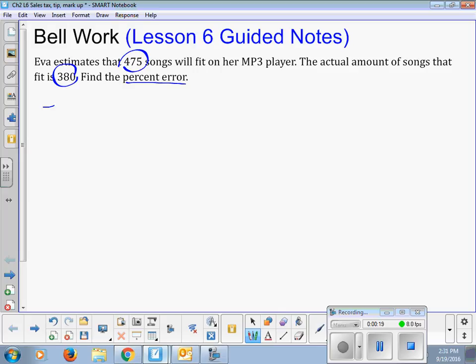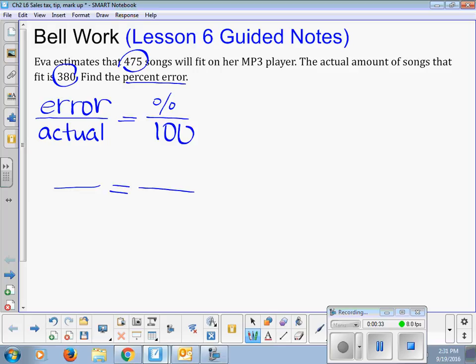If you remember from Friday, we set that up as the amount of error over the actual, and we're writing a proportion, so we set it equal to percent over 100. So if I want to fill in my two fractions, how much was her guess off by? How far off was she? 95. You subtract 475 minus 380 to get 95. And what is the actual amount that fits on her MP3 player? 380. We don't know the percent, so we're going to write that as x over 100.